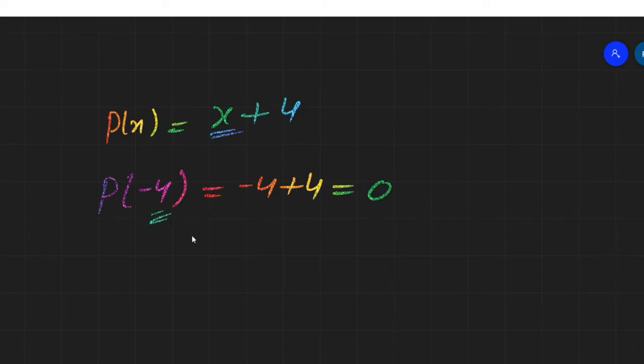So this value of x which made this p of x equal to 0 is called a zero of the polynomial. Remember, it is not just a zero, sometimes it may be zero, but a zero of a polynomial is basically the value of the variable which will make the polynomial equal to 0.